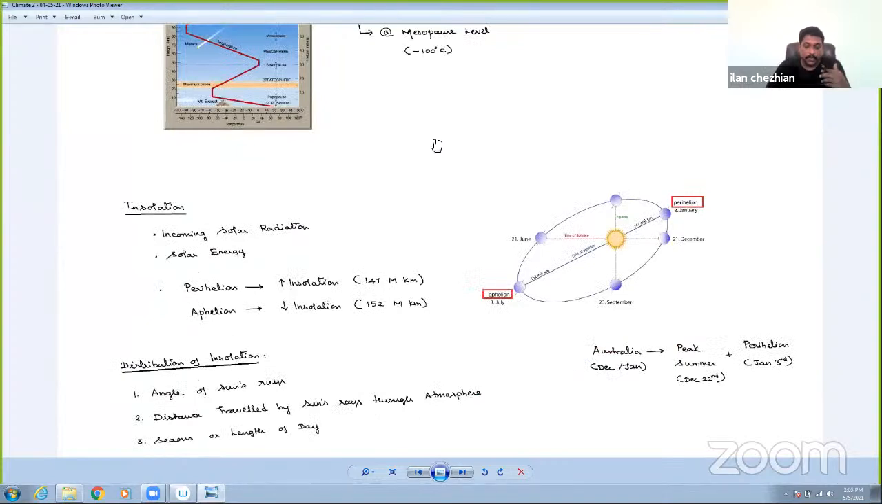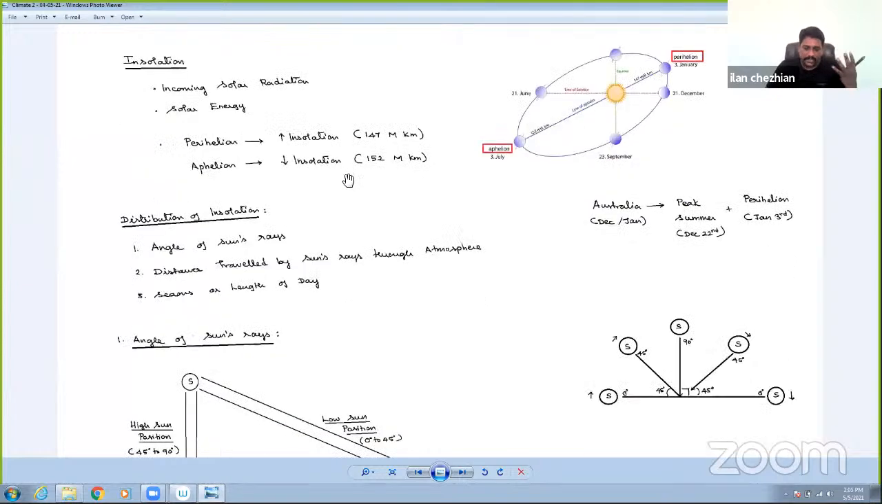Okay. And somewhere I said, though this insolation is almost static throughout the year, what varies from place to place and time to time is the distribution of insolation. In few places insolation is concentrated and in few places the insolation is distributed, my friend. So somewhere we have talked about the reasons why exactly there is a distribution of insolation, right? At least three very important reasons we have taken. Angle of sun's rays, distance traveled by sun's rays through atmosphere, and of course, the length of the day also we have taken it, my friend, right?